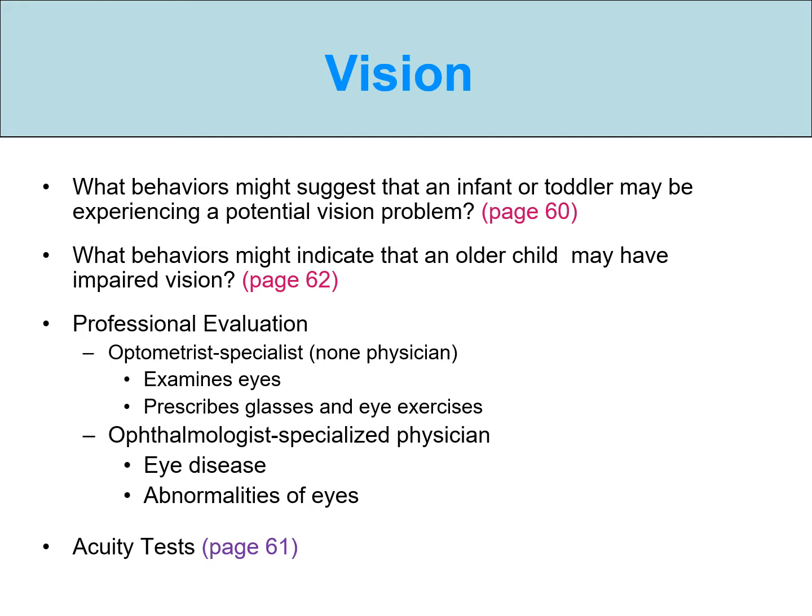When it comes to professional evaluation, an optometrist is a specialist. An optometrist is not a physician, and their specialty is examining eyes and prescribing glasses and eye exercises if there are vision problems. An ophthalmologist is a specialized medical doctor, and they specialize in eye disease and abnormalities of the eyes. You can also take a look at the various vision acuity tests on page 61 of your text.